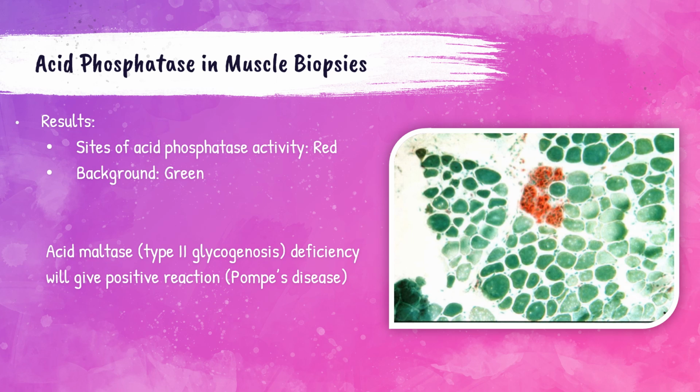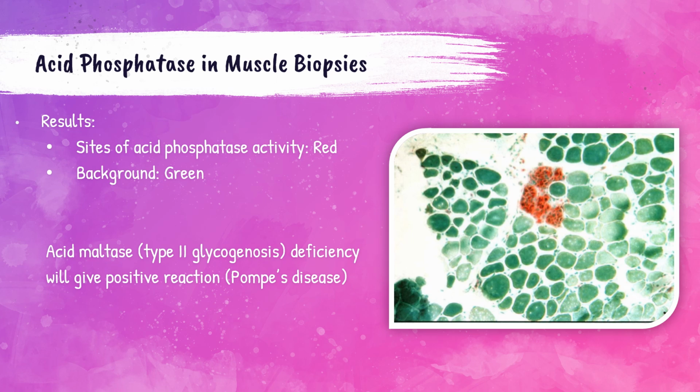When stained properly with the acid phosphatase stain, sites of acid phosphatase activity will be red, while the background will be green. The photo here shows an acid phosphatase reaction used on a frozen section of muscle. This shows a necrotizing or inflammatory myopathy.